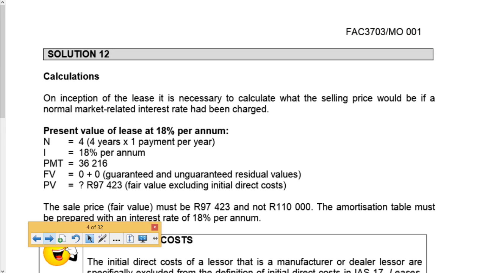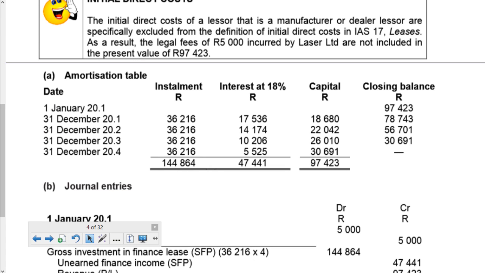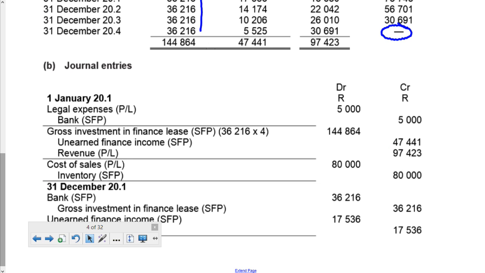Okay. Let's look at what the calculation is. They do that PV calc. They land up on a PV of 97,423. The 5,000 of legal fees, they say there, will go to the P&L. And so I do an amort table. The amort table is the 97,423 and lands on 0 after paying 4 installments of 36,216. And here's the interest and capital amounts. The journal entries, legal expenses, bank. I expensed the 5,000.